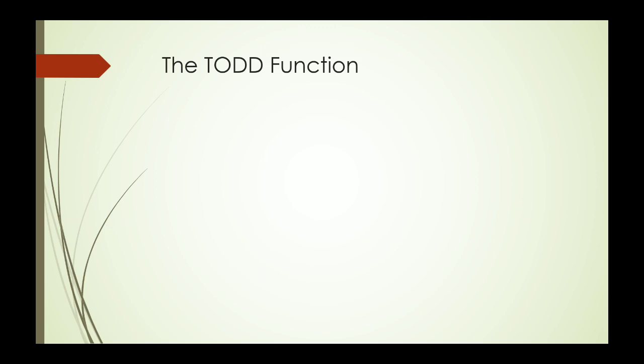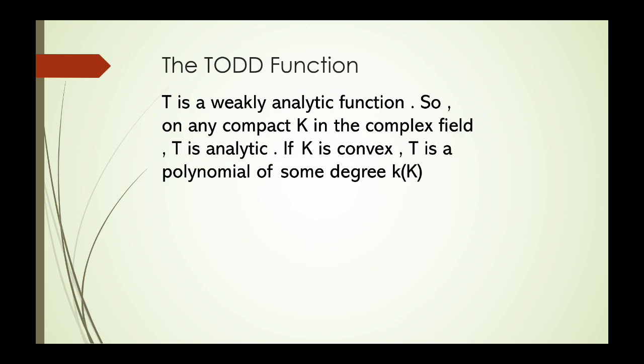Let's now talk about a function called the Tau function, where the Tau function is a weakly analytic function, so on any compact K on the complex field, T is analytic. If K is convex, T is a polynomial of some degree k of K. Here analytic means a function having a local expansion as a power series. I will put a link of a PDF stating the definition of a weakly analytic function and the other stuff in the description below. Here K represents a closed domain, of course.